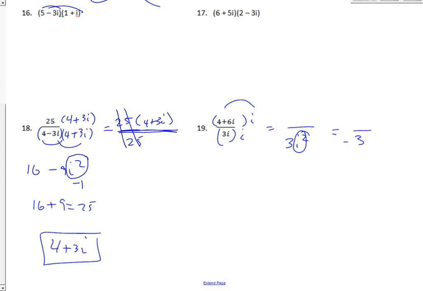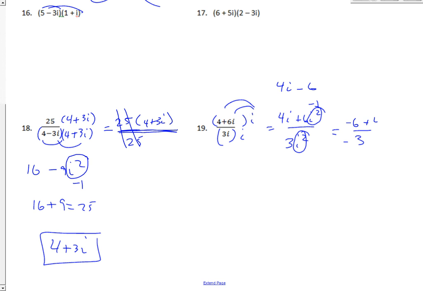For my numerator, I'm going to distribute the i. I will get 4i plus 6i squared. Again, i squared is negative 1, and 6 times negative 1 is negative 6. So I'm going to get 4i minus 6, and writing it in the proper format or order, I'm going to get negative 6 plus 4i.